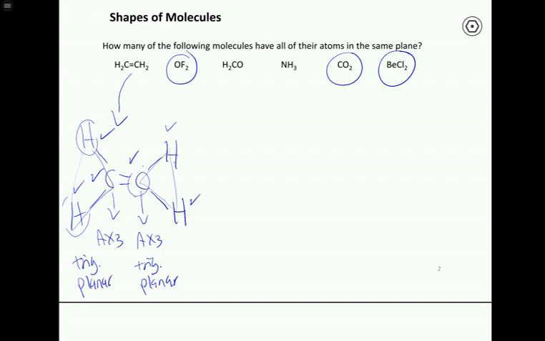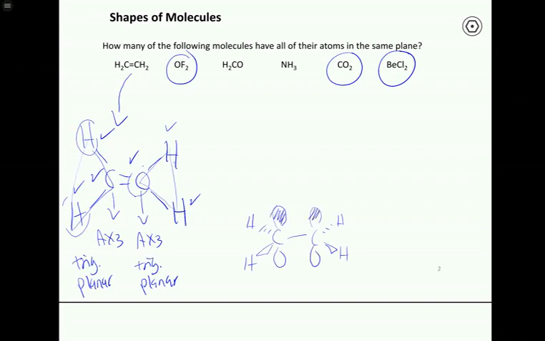So remember that we have a pi bond in this molecule, we have a double bond. So what that means is that you have your hydrogens out here on the outside, and to form this pi bond we need to have a p orbital above and below the plane.